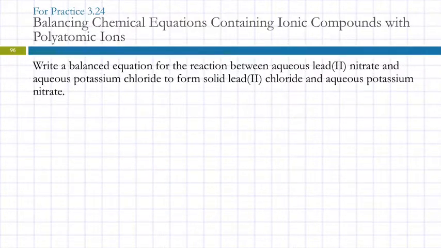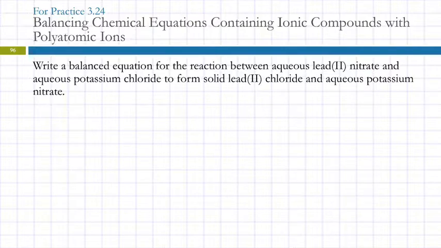Balancing chemical equations that have ionic compounds with polyatomic ions. So the polyatomic ions in many reactions of ionic compounds stay together. They're just switching partners. And if that's the case, then we don't have to balance the individual atoms in the polyatomic ion separately. You may, but you don't have to.